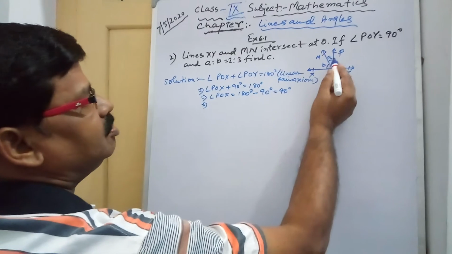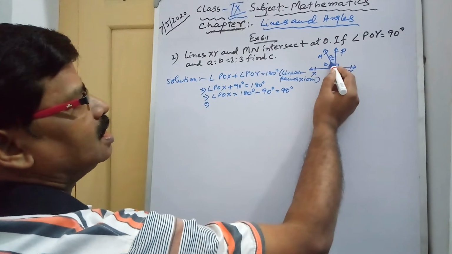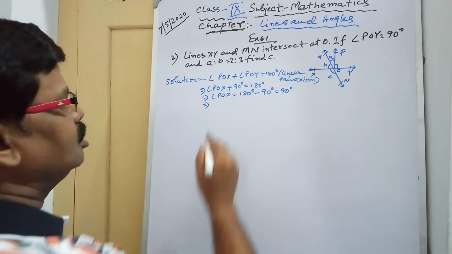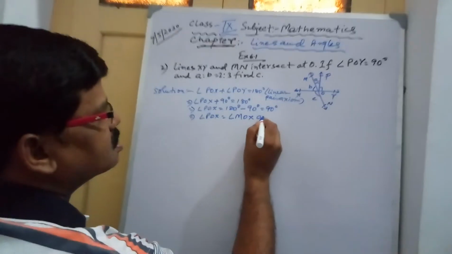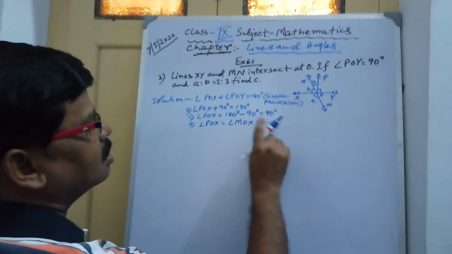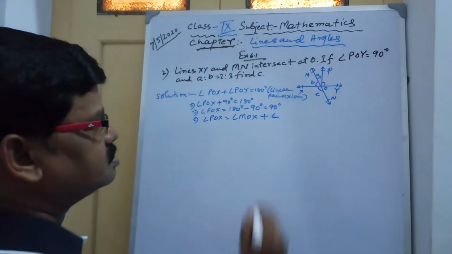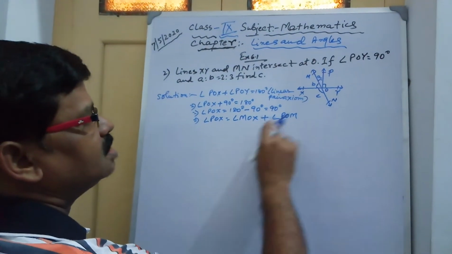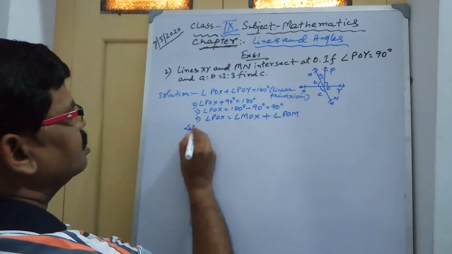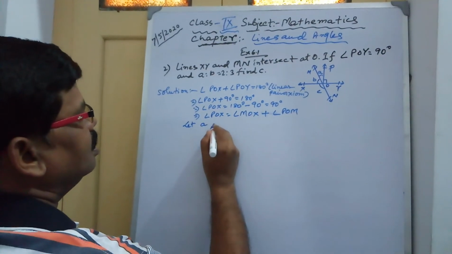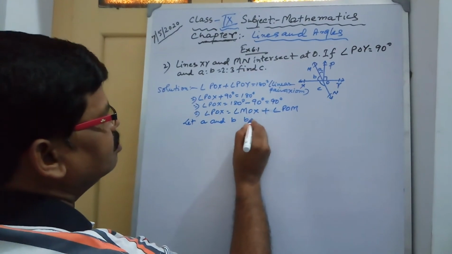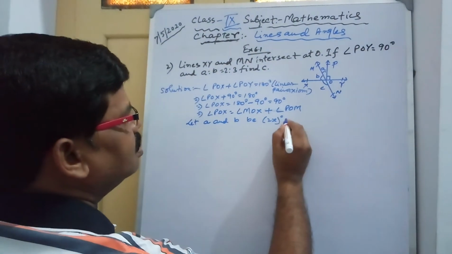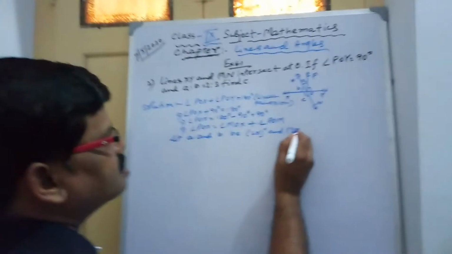Now angle POX is divided into two angles, one is A, another is B. So angle POX equals the sum of angle MOX plus angle POM, and the values are given as A and B. So let A and B be 2x degrees and 3x degrees.